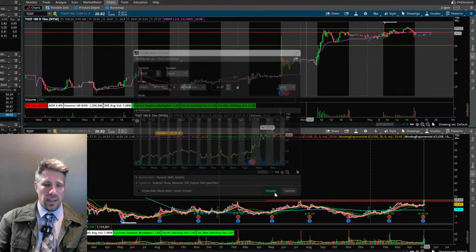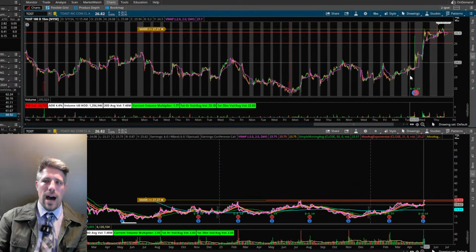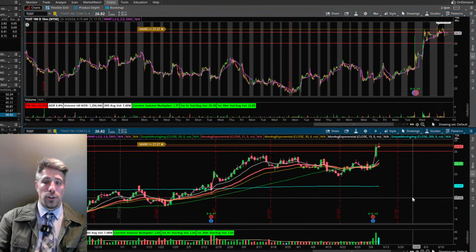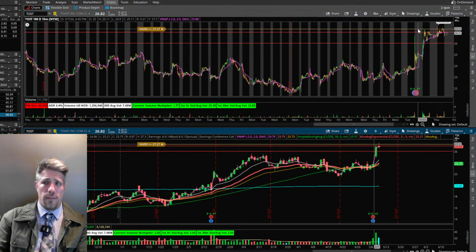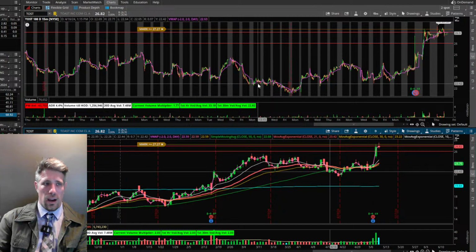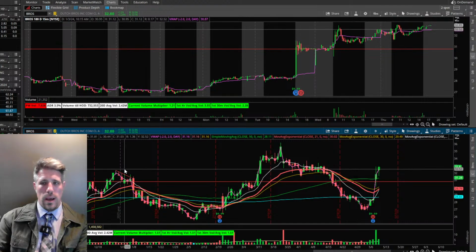I'm not saying I'm going to take this. These aren't buy or sell recommendations. I'm saying this is something you need to put on your watch list, because if it breaks through this top of 2730, that's going to be a very interesting spot here. So TOST, that's a new one for us.